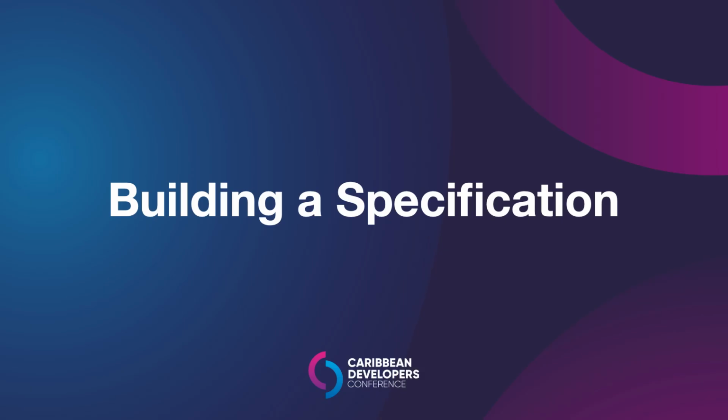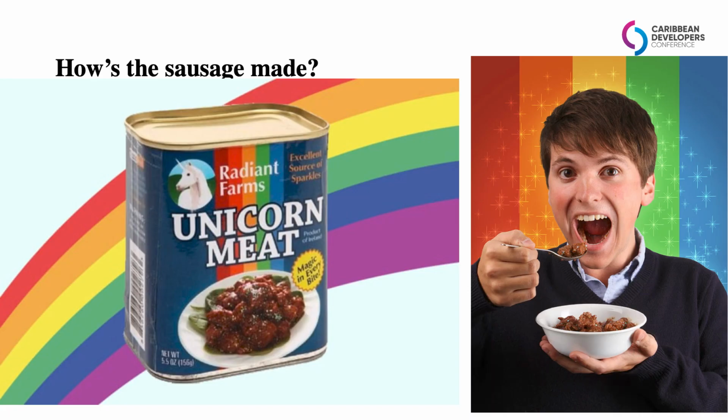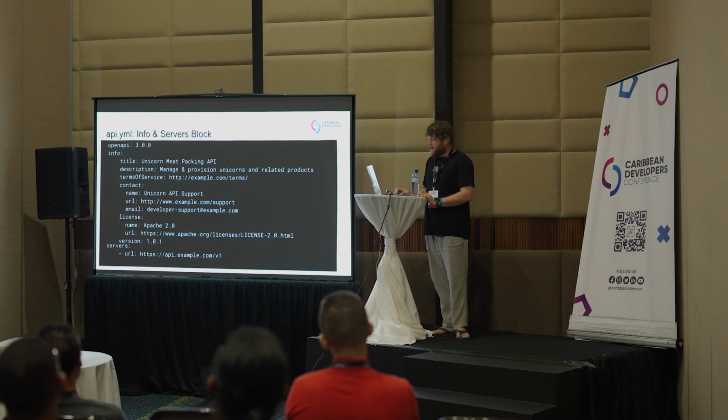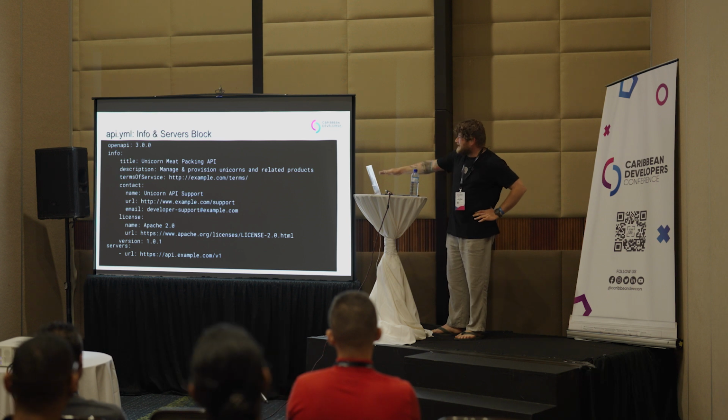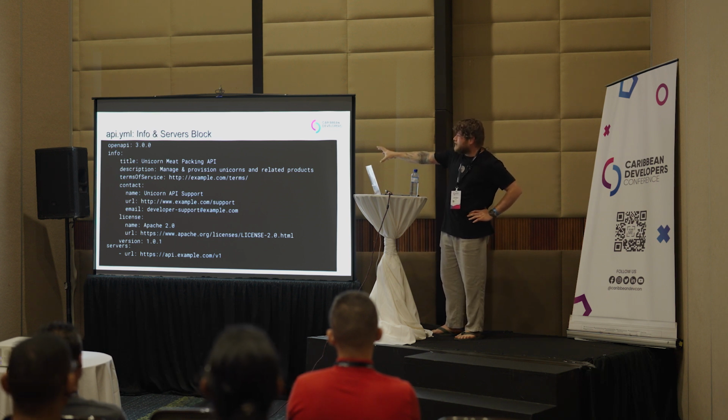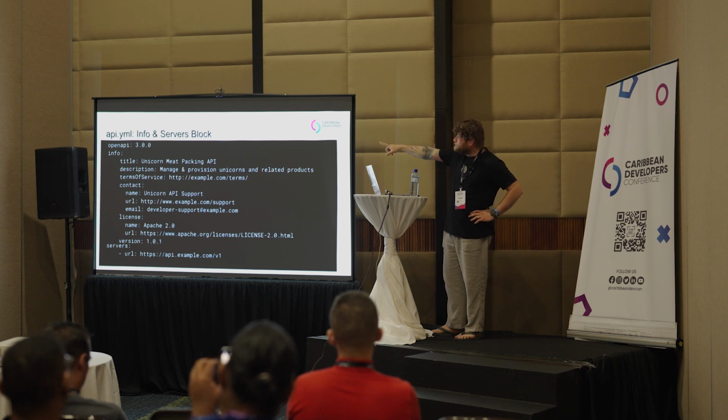Okay, so how is the sausage made? How do you build a specification? If this slide doesn't make you cringe, I don't know what will. So the next 20 minutes or so is going to be YAML. So if you want to leave, go ahead and do that now. But you can see here, this is a very small API YAML file. There's multiple blocks that we'll walk through.